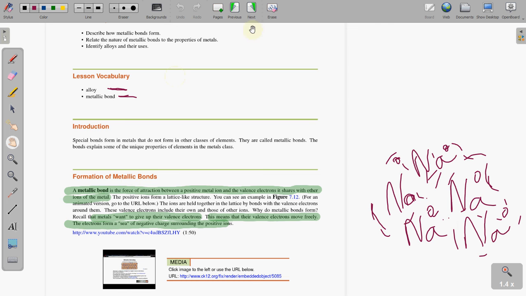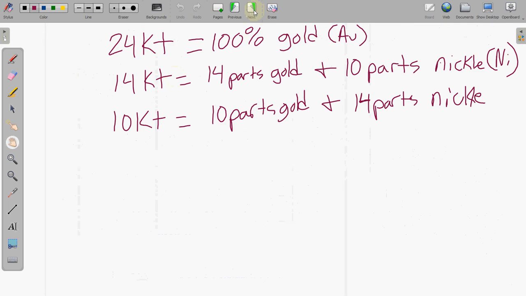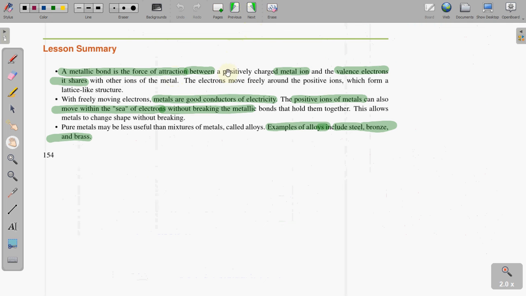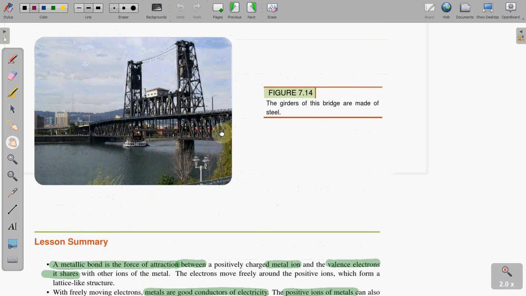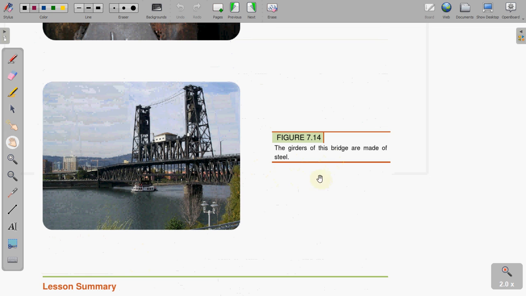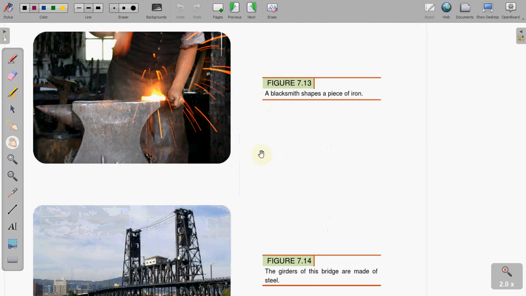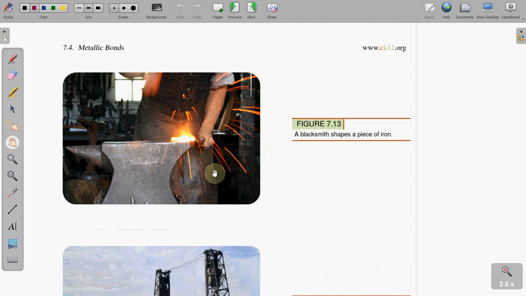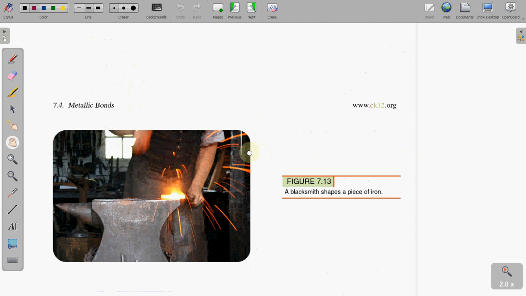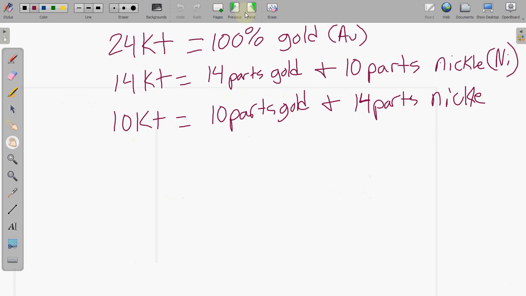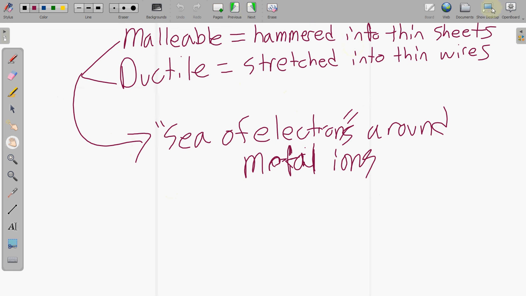And if you go back to the end of the lesson right there. All right, girders of this bridge are made of steel. Steel is an alloy, and then a blacksmith shapes a piece of iron. Okay, probably making an alloy there too. All right, so there we go.